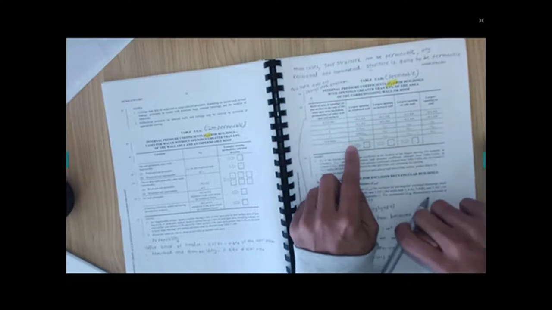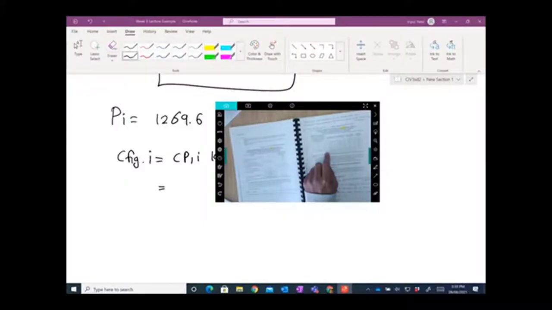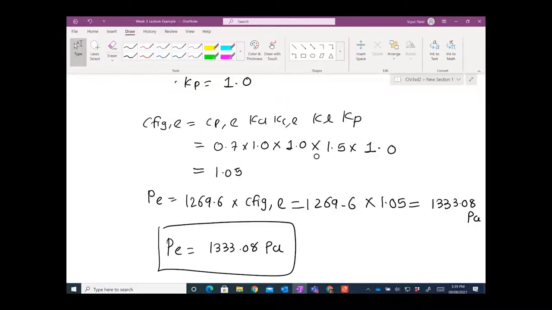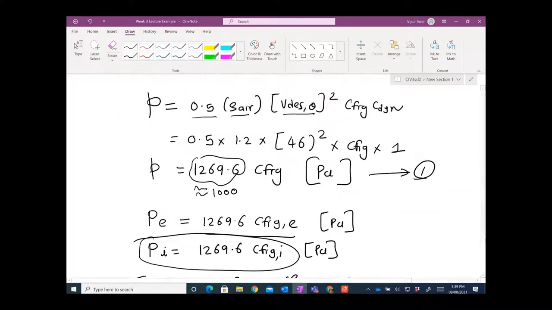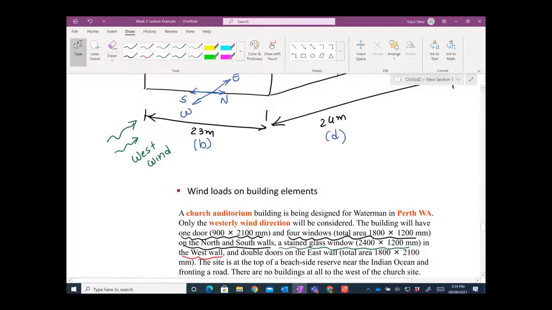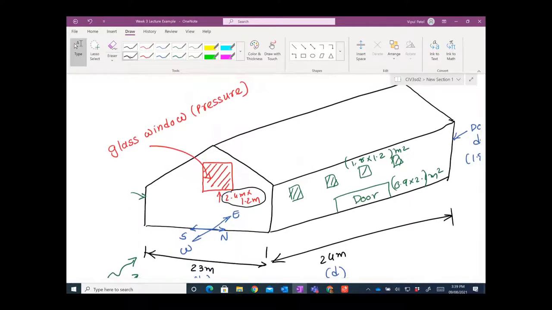Now we need to make an engineering decision here. What is going to happen? The engineering decision is this: if the wind is blowing from the west side, what would be the most effective one? Let's say someone comes and breaks all this window or keeps it open, and when the wind is blowing, it will create negative pressures inside that building. That is quite severe. And this one is a very strong window. We don't want to break it.